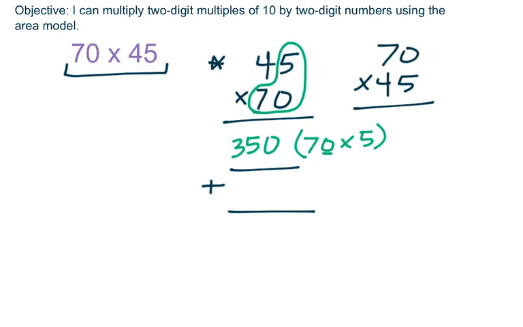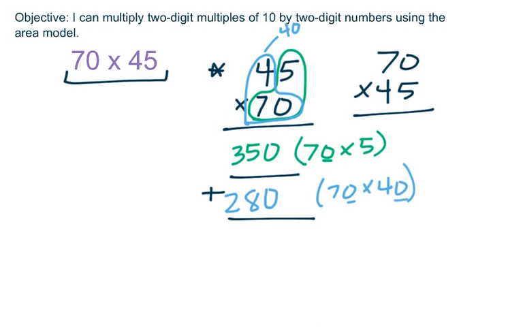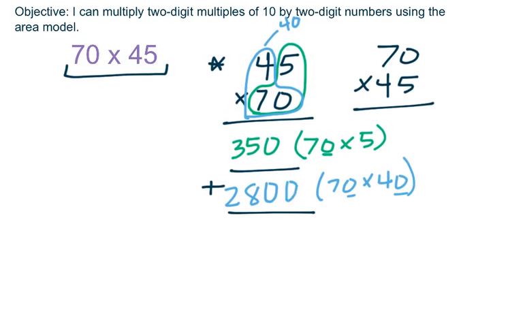And then I can't forget about this 4 in the tens place, so it's not just a 4, it's a 40. And I'm going to take 70, so this one is 70 times 40. Well, 7 times 4 is 28, and I multiply by 10 gives me 280, multiply by 100 gives me 2,800.